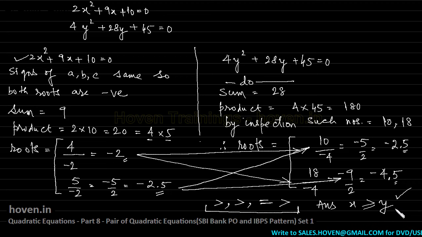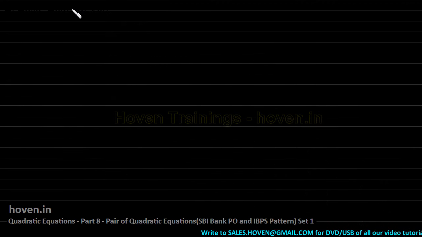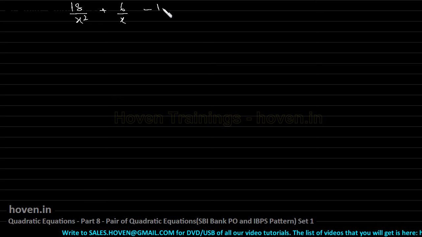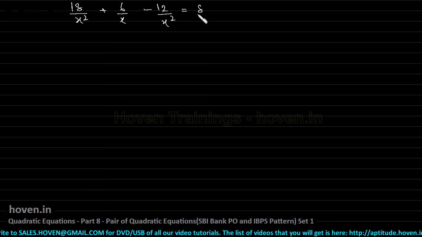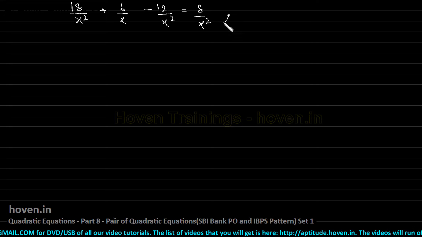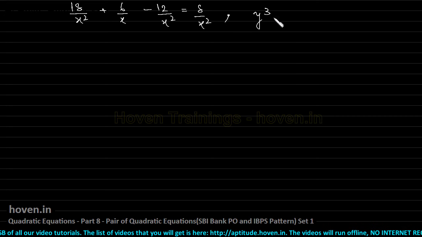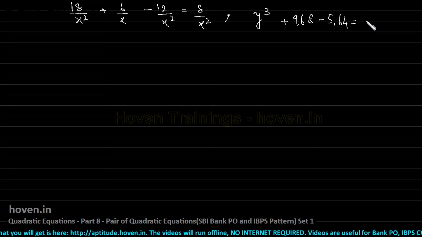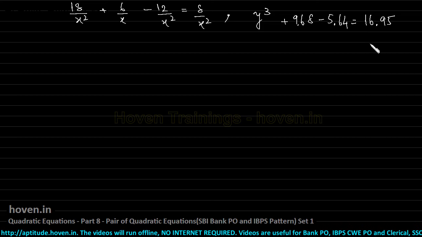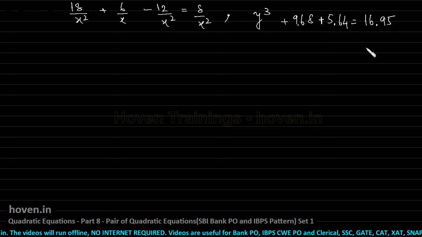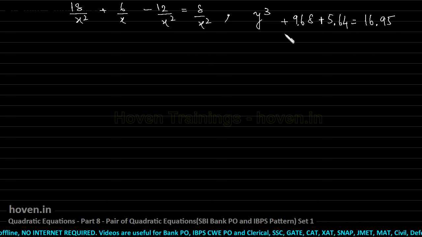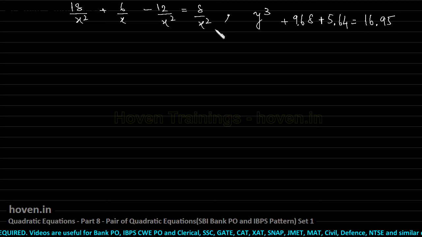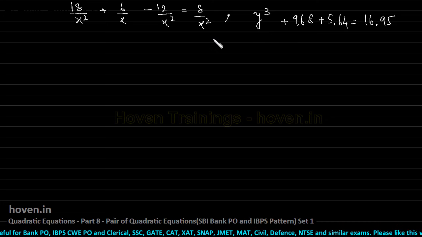Let us take another example to understand further. So he has given us 18 by x square plus 6 by x minus 12 by x square equal to 8 by x square. This is one he has given. The second equation that he has given us is y cube plus 9.68 minus 5.64 equal to 16.95. This is also plus. These equations are not both strictly quadratic, but these combinations are always given in exam, so we will take both of the equations and we'll follow the systematic method for solving them. Let us take this one first.